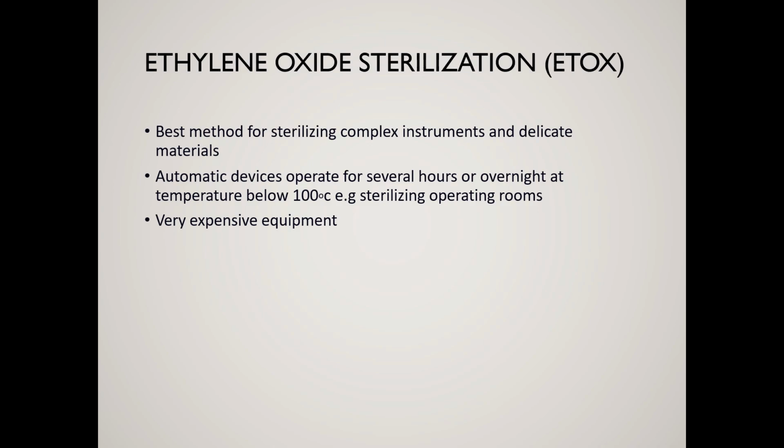Now coming to the next slide, ethylene oxide sterilization. It's the best method for sterilizing complex instruments and delicate materials. Automatic devices operate for several hours or overnight at temperatures below 100 degrees Celsius. For example, operating rooms can be sterilized by ethylene oxide sterilization. It requires very expensive instruments and is very rare to find.